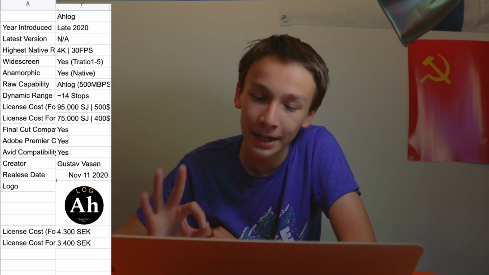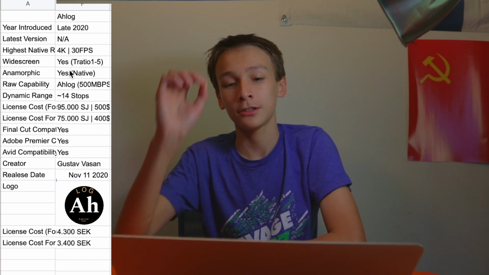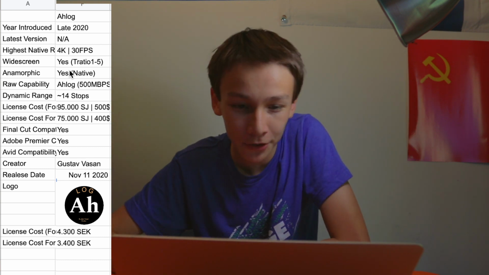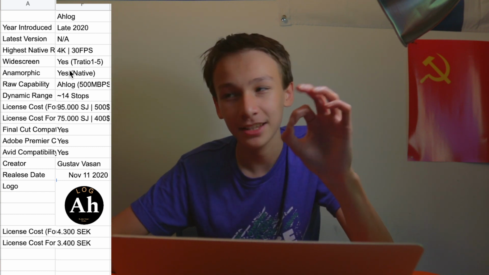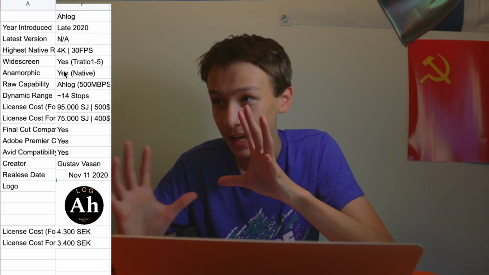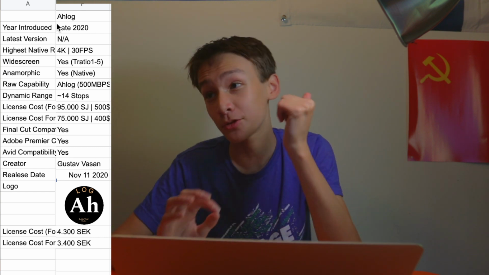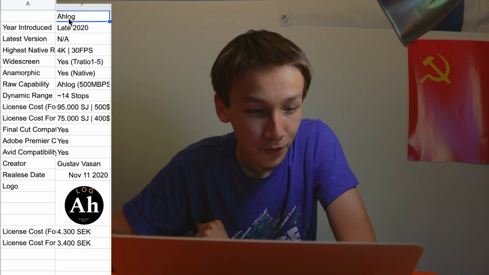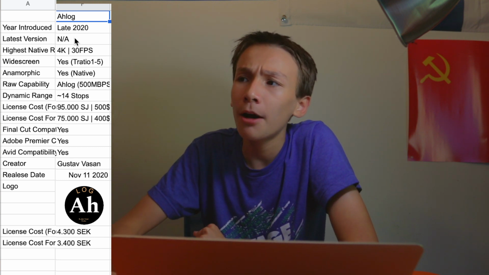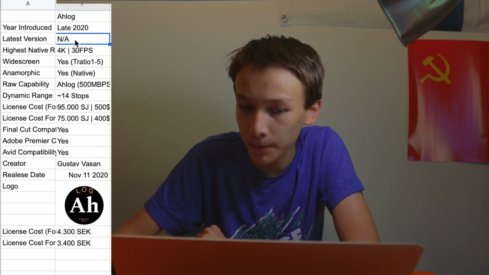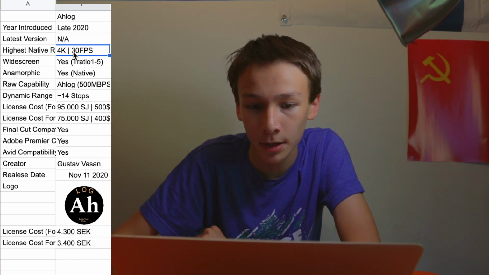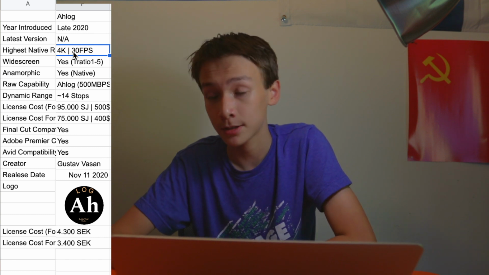Yes, 4K at 30 FPS support. Finally. I know, it's long overdue. Widescreen, yes. T ratio 1 through 5. And speaking of widescreen, anamorphic, yes, natively, not digitally, so it's very good. Raw capability, AhLog, of course, is the codec, and up to 500 megabits per second. That's for 4K at 30 FPS.